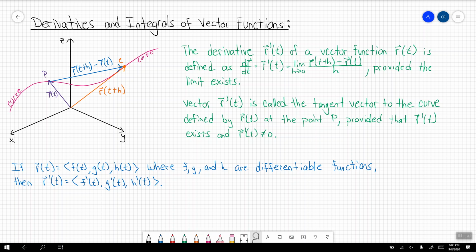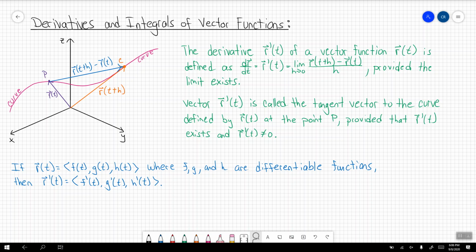Now, this feels very similar to that Calculus 1 definition, where we were looking at functions and their derivatives. However, in this particular case, we're not just looking to subtract two function values. We're actually looking to subtract two vector values. And if you remember, with vector subtraction, we have to do it term by term.